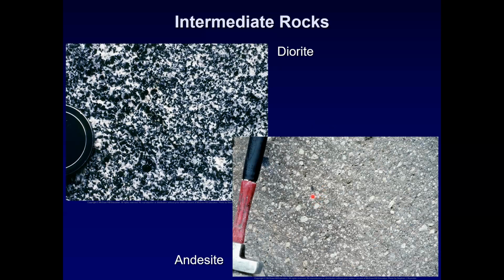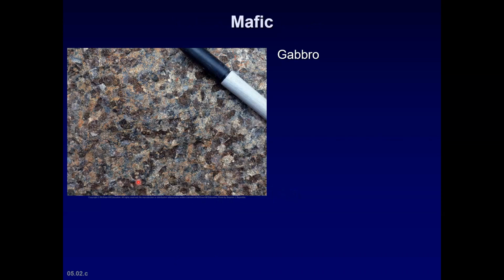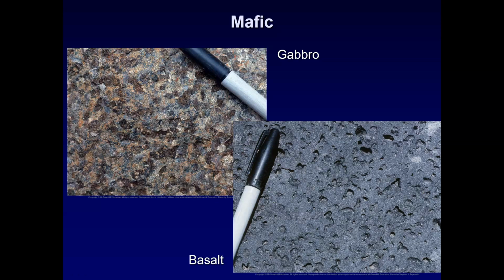Also an intermediate between a felsic and a mafic igneous rock. So getting into mafic rocks, those are mostly dark minerals. Gabbro would be your intrusive example. It's coarsely crystalline. Basalt is extrusive. It's going to be dark minerals that are finely crystalline. In this case, there are vesicles, little holes. That's where gas escaped with rapid cooling of that material.